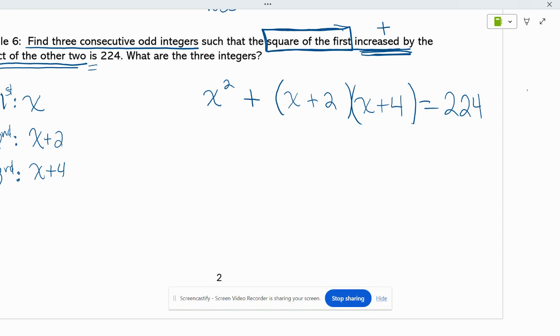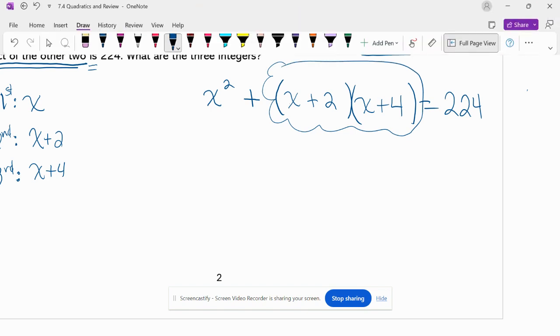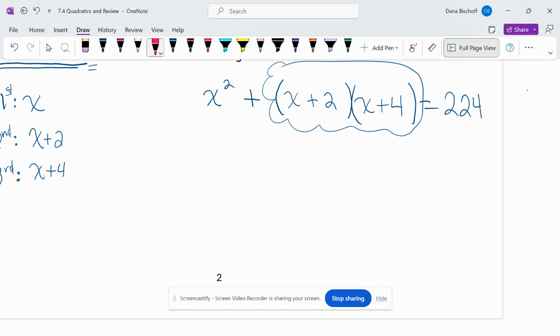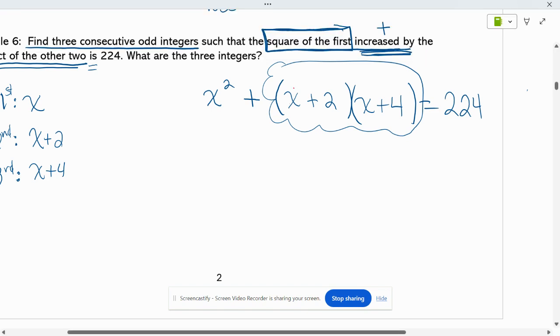Okay. All right. So order of operations says that we have to multiply before we add or subtract. So I have to take care of this first, this whole guy, right? So how am I going to simplify that? How am I going to get rid of those parentheses? FOIL or distribute, right? So we have to do this.